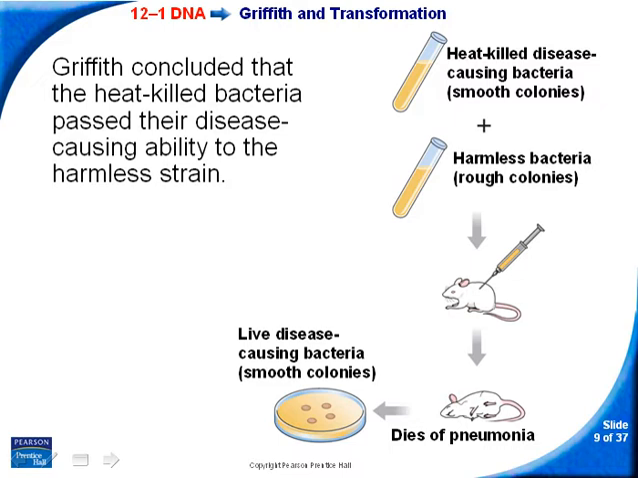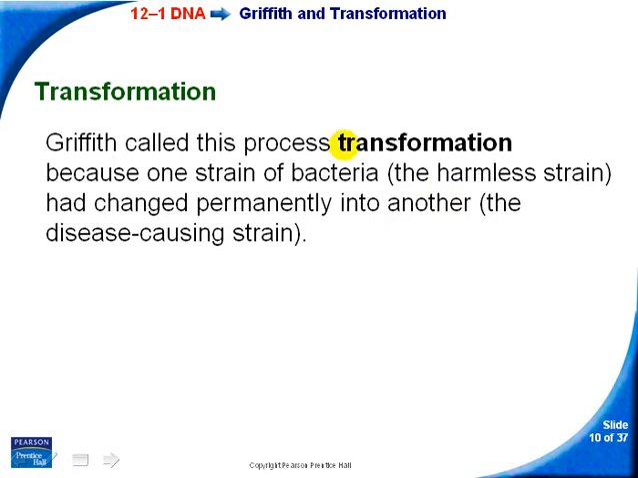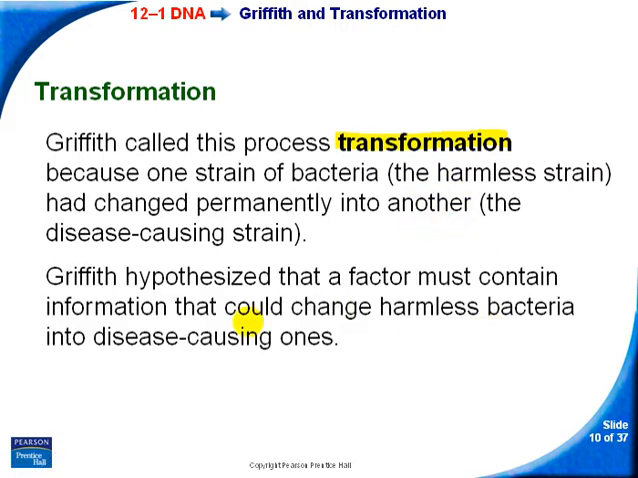So he concluded that the heat-killed bacteria passed the disease-causing ability to the harmless strain, and he called this process transformation, because the one strain of bacteria had been transformed into the disease-causing one, and he said that there had to be a factor that must contain information that could change the harmless bacteria into disease-causing bacteria.